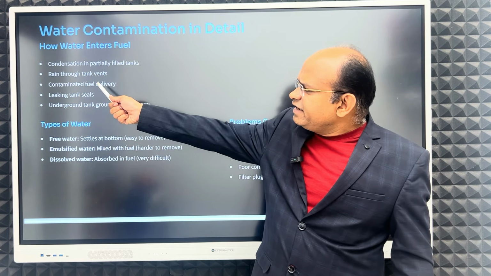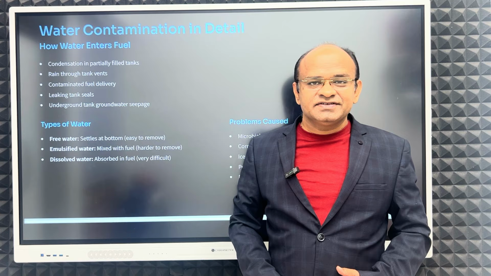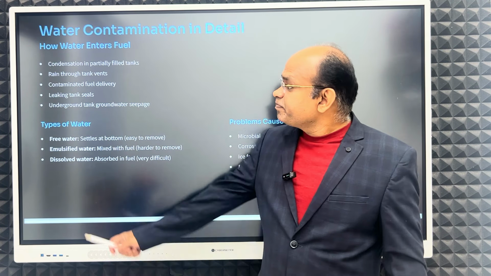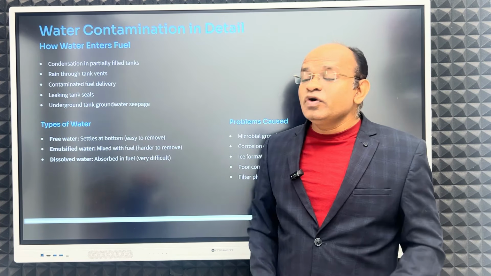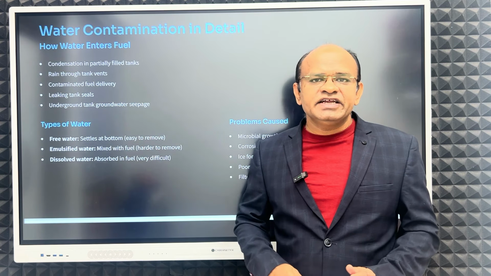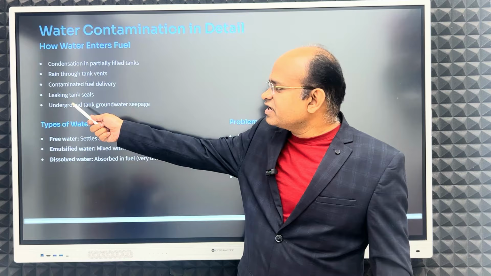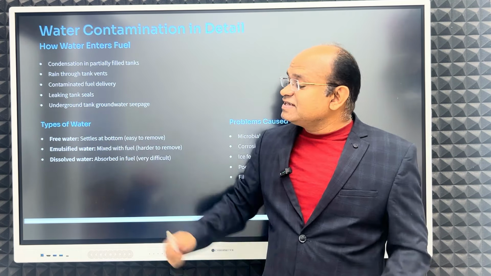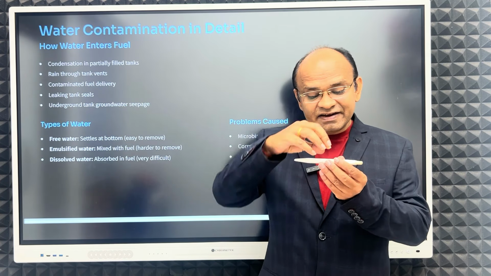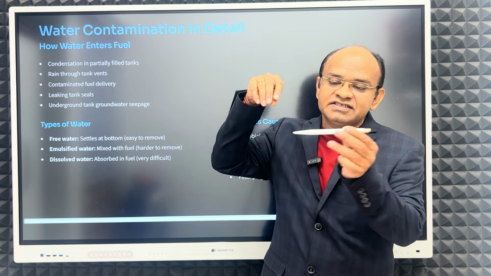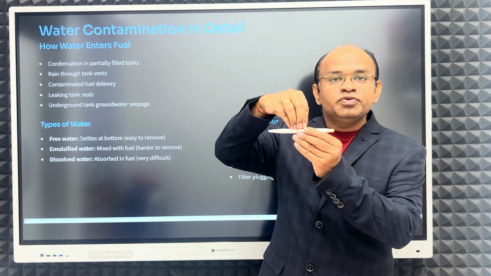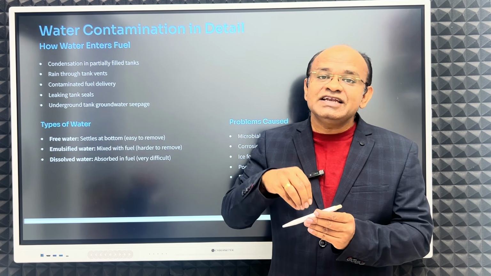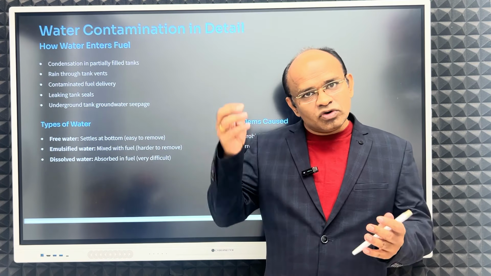Now, rain through tank vents. Tank vents are there, rain can enter. Okay. Then contaminated fuel delivery. I already told you, while delivering, any problem can happen and water will get inside the fuel. Then leaking tank seals. If tank seals are there, like at the top, this is a tank vehicle. At the top, you have tank seals on the lids. So if it leaks, water will enter.